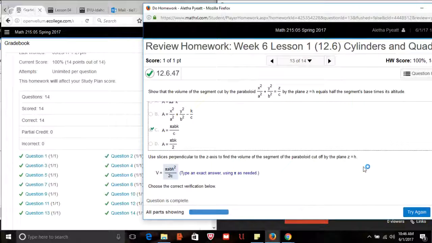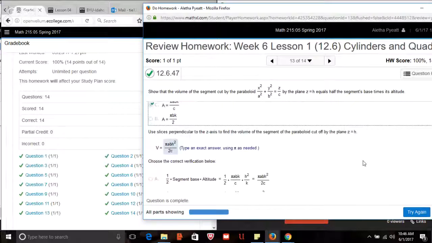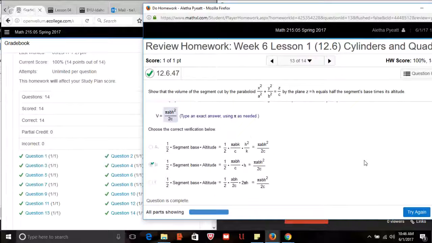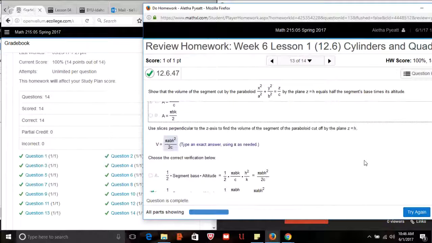Okay. So then for the next part, use slices perpendicular to the z-axis to find the volume of the segment of the paraboloid. Pi b, the integral of that. The h is your variable, so it becomes h squared over 2, and then everything else are just constants, so they stay the same. Right. And so the only thing you do is h squared. That makes sense.